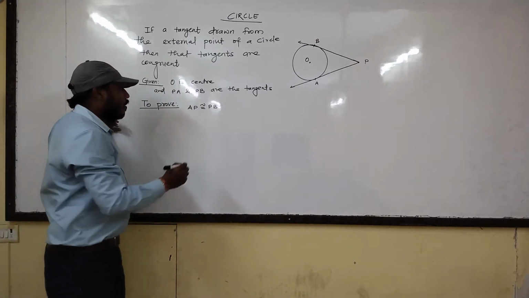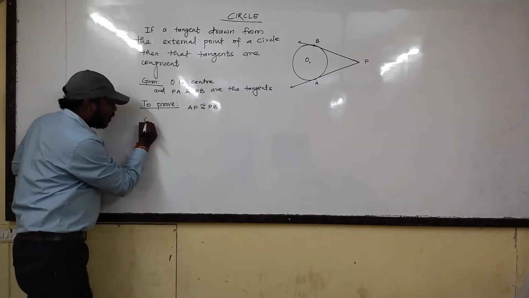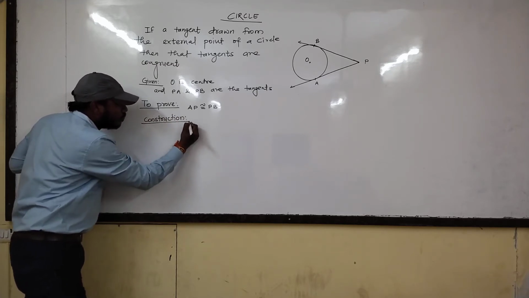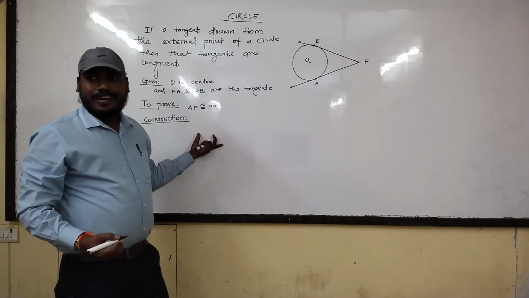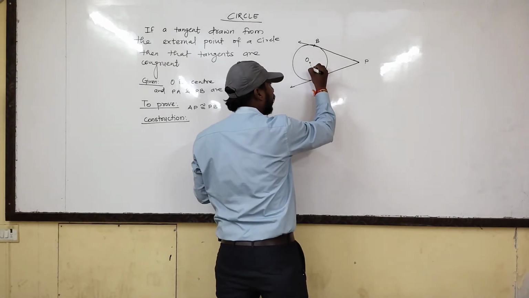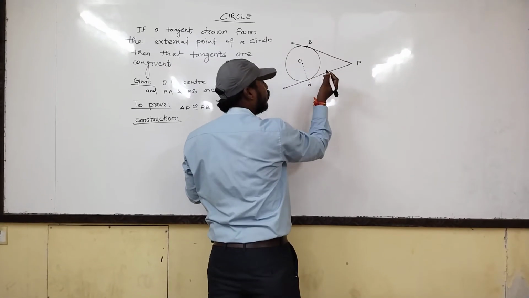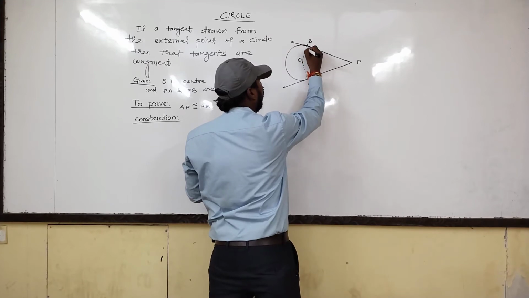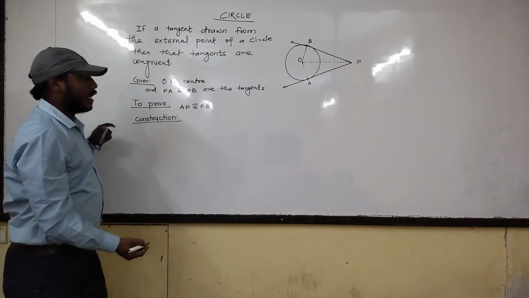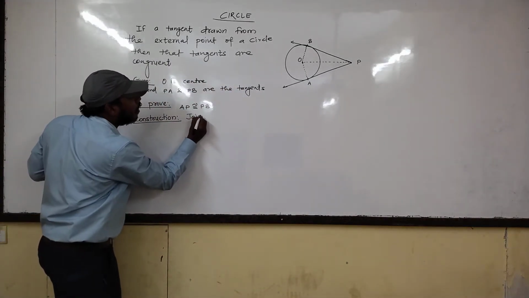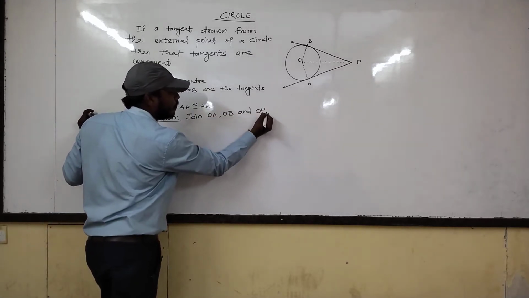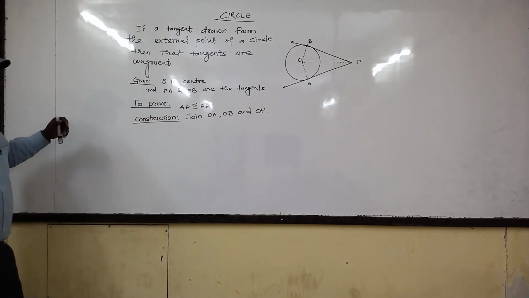Now try to understand. For proving this, we have to do a construction. What is the construction? Whatever additional work we do for the proof is known as the construction. So very simple. Let's say I am joining O to A, O to B, and then O to P. So I have constructed the three lines. So we will write: join OA, OB, and OP. Okay, so now we have done these three constructions.